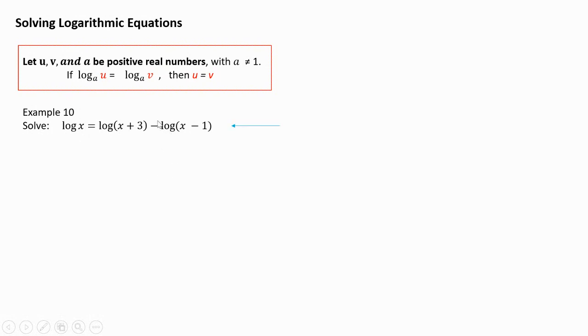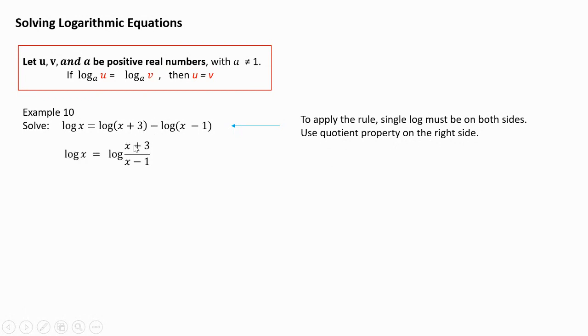So first here we have to use the properties from before. We have to go from expanded to condensed. If you recall, if we have a minus, it's going to be division. To apply the rule, a single log must be on both sides. Use the quotient property on the right side. So here, guys, when we have a minus, it's going to be the quotient property, right?